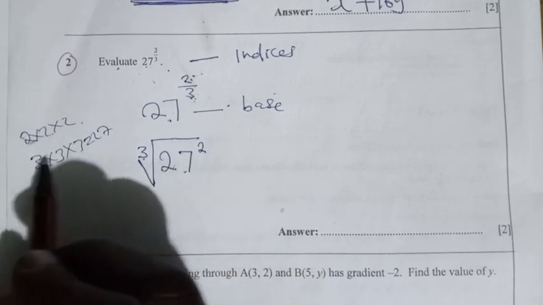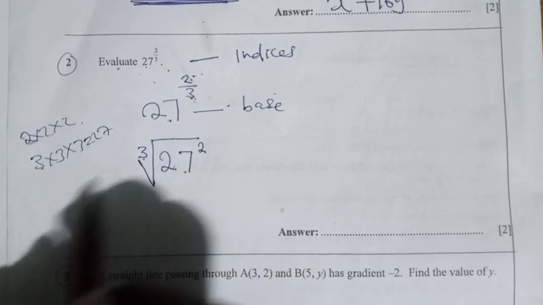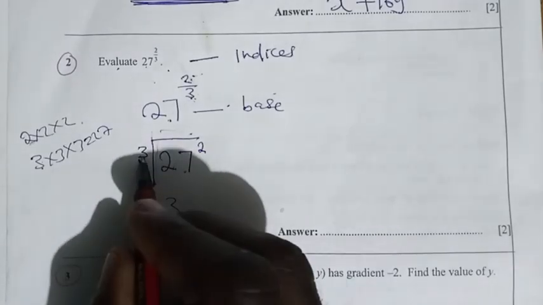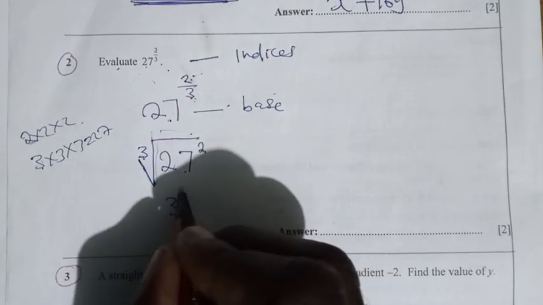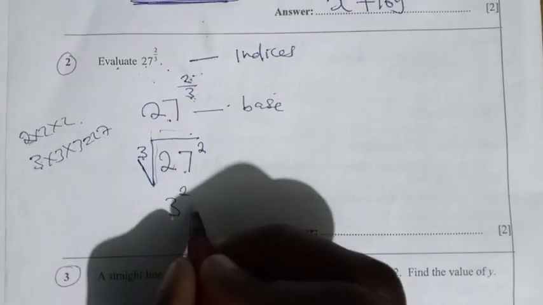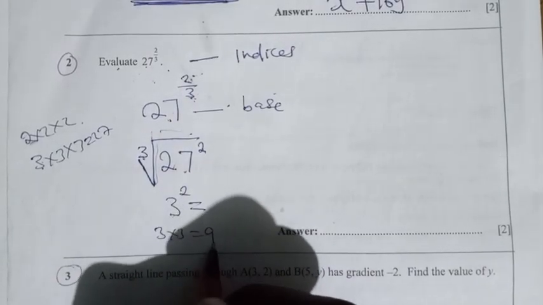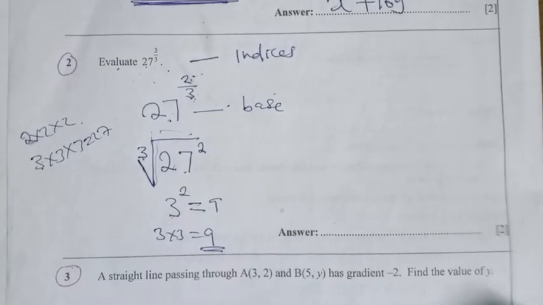Because we can multiply 3 times 3 times 3 to get 27, the cube root of 27 is 3. This means the root goes away and the 3 remains with the power 2. Which is equal to 3 power 2, meaning 3 times 3, which is equal to 9. So the answer here is 9.